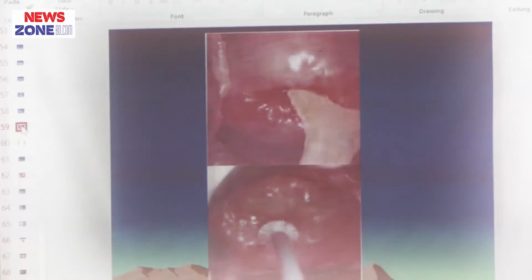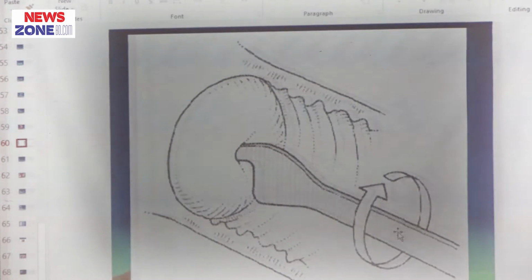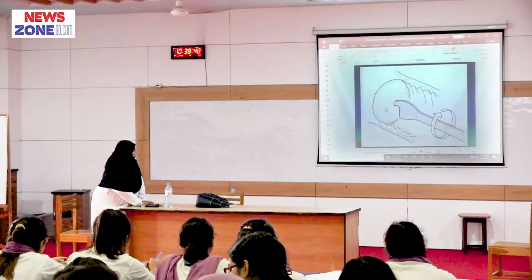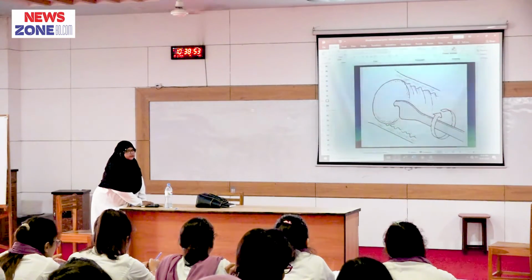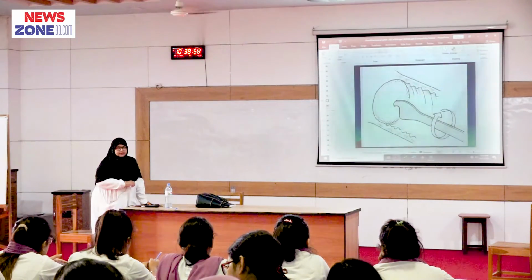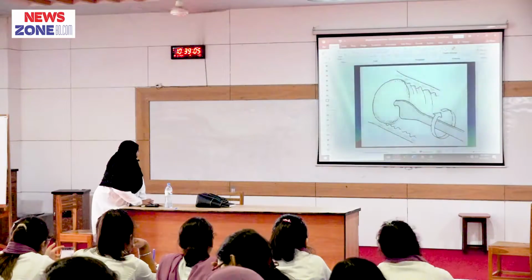This is a cytobrush, which we sometimes use. This is an Ayre spatula. I took the pap smear with this Ayre spatula in our hospital. By rotating around the surface, we try to collect cells from it. Then we make the smear, put it in 95% alcohol to fix the cells, dry it, and send it to the lab for cytological examination.